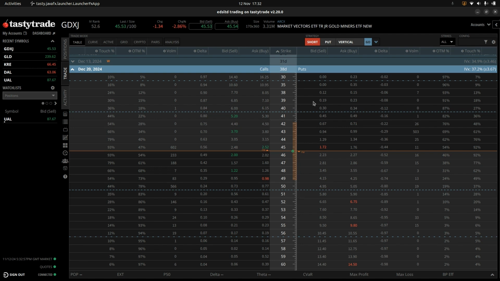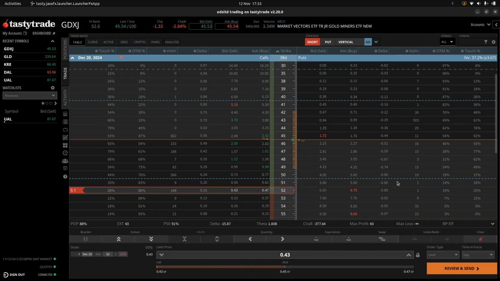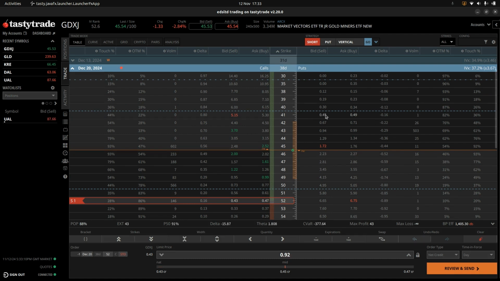So how do we make money from this? Well, we want to sell one call and one put to start with, and we want to sell them anywhere between 15 and 20 deltas. So we've got a 16 delta here at the 52 strike, which looks great. We've also got a 16 delta on the put side at the 41 strike.